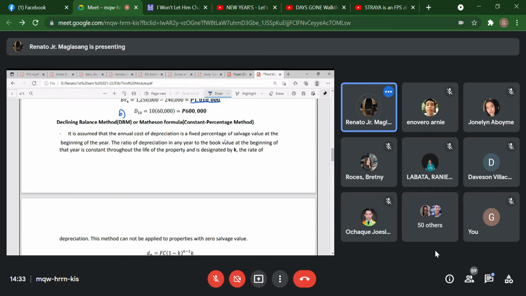Because in some cases, different properties age fast during the early years, meaning the value drops faster. So sometimes it goes like this or like this. If this is the time or years and the value with respect to it, if this is the axis, the wrong one.